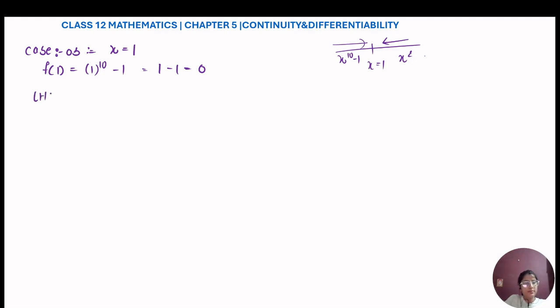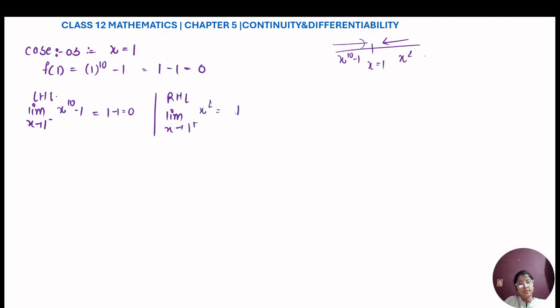Your left hand limit will be the limit as x tends to 1 minus of f of x, where f of x is defined as x raised to 10 minus 1. This is nothing but 1 minus 1, that is nothing but 0. Your right hand limit will be the limit as x tends to 1 positive. Your f of x is defined as x square, so this will be nothing but 1.